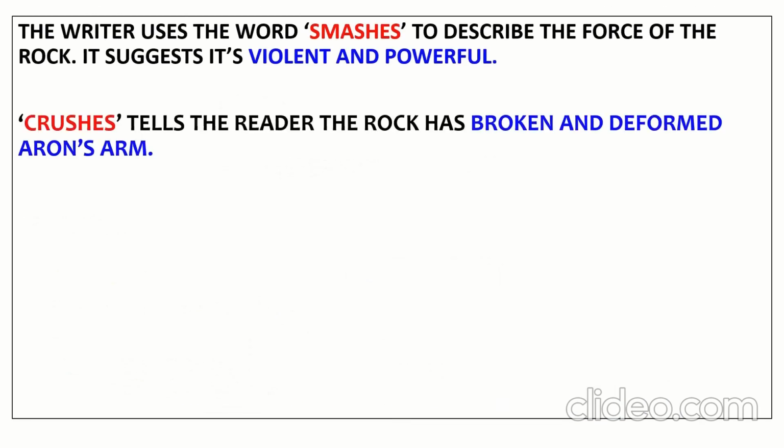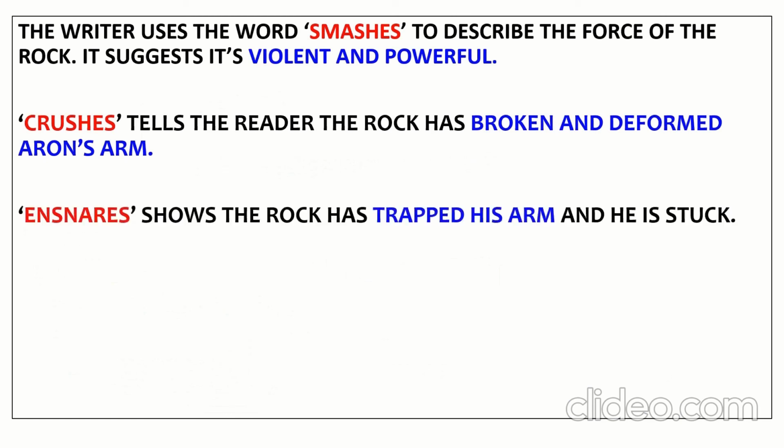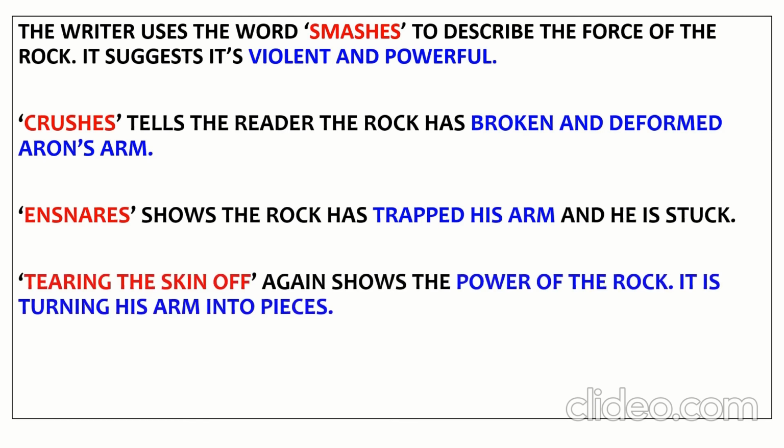Okay, here's some more. Crushes tells the reader that the rock has broken and deformed Aron's arm. Ensnares, almost be like a human dictionary. What does ensnares mean? It means it traps. So ensnares shows the rock has trapped his arm and he is stuck. That shows how bad his accident is, that he can't move. Tearing the skin off, again, shows the power of a rock. It's turning his arm into pieces.